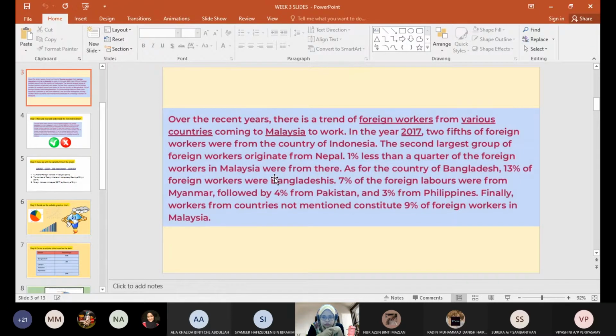The second largest group of foreign workers originate from Nepal. So, negara yang kedua terbesar adalah Nepal. Okay, correct. 1% less than a quarter of the foreign workers in Malaysia were from there. Yang Nepal tu dia tak ada mention kan, dia punya nombor dia. You tak apa, you letak je bawah Indonesia tu Nepal.